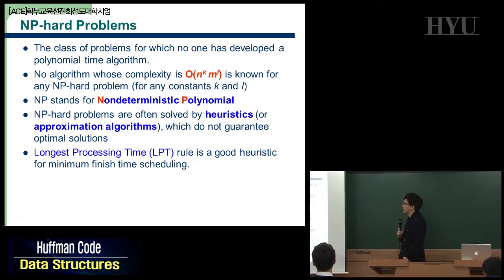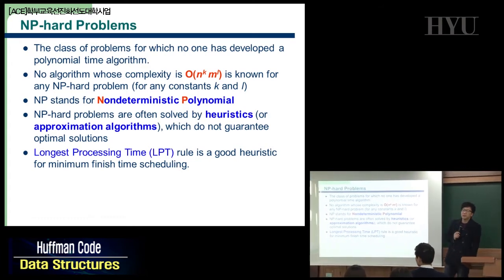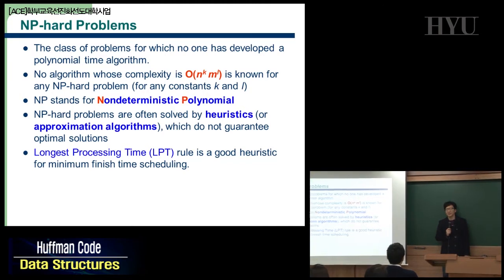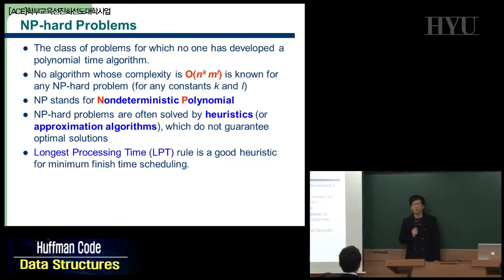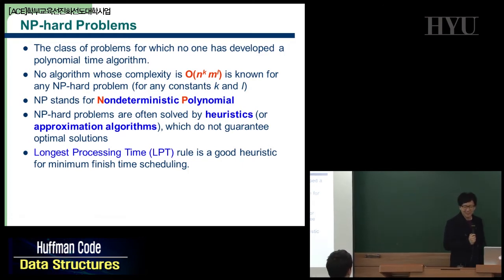Class of problems for which no one has developed a polynomial time algorithm. Polynomial again, as... what was it? 다차 방정식, 다항 방정식. 다항 보고 다차는 뭐냐? 항이 여러 개 있는 거고 다차는 차수가 높은 거가? 그게 그 얘기 아닌가? 아닌가? 아니야? 그래요? 미안합니다.